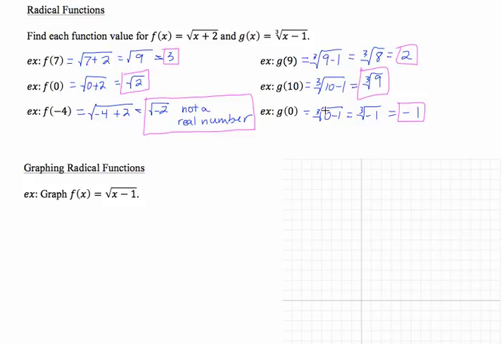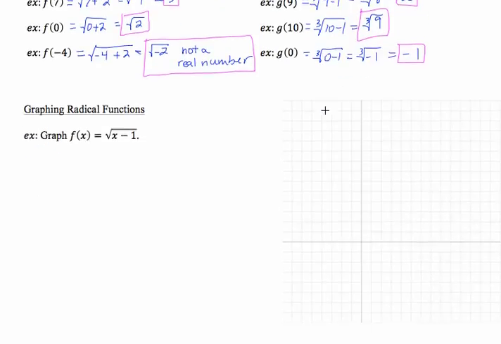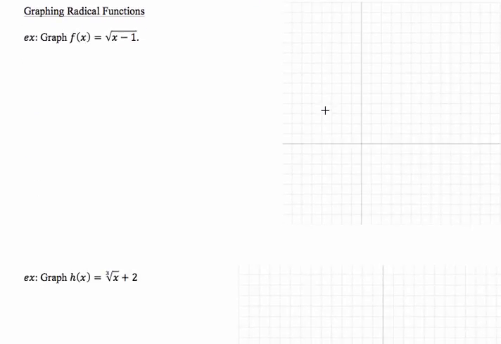Okay, I want to graph f of x equals the square root of x minus 1. So to do this, let's make a t-chart and plug in lots of numbers here. I'm going to go from left to right. I'm going to start at some negative numbers of x and then go to positive numbers of x. And these graphs here should be aligned so that you can nicely fit the graph in.